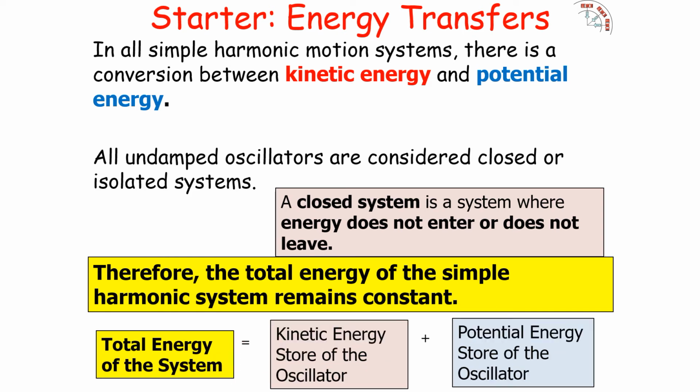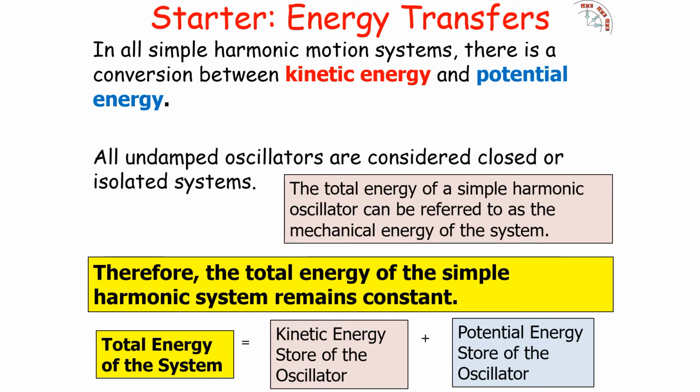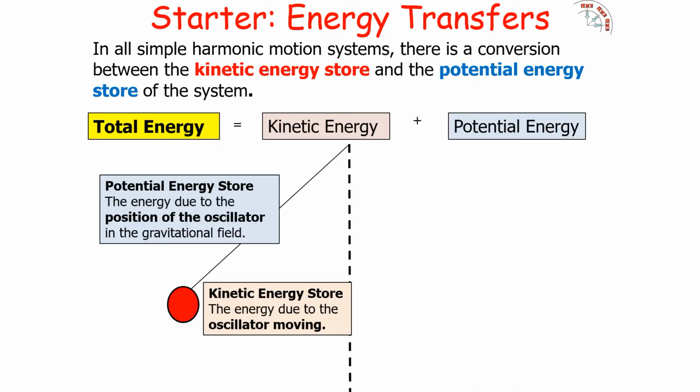So we can say that the total energy of the system is equal to the kinetic energy store of the oscillator plus the potential energy store of the oscillator. The total energy of a simple harmonic oscillator can also be referred to as the mechanical energy of the system. So let's consider a pendulum. Its potential energy store is due to its position in the gravitational field, and its kinetic energy store is due to the oscillator moving.